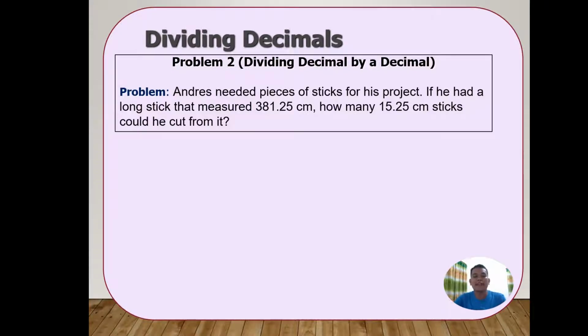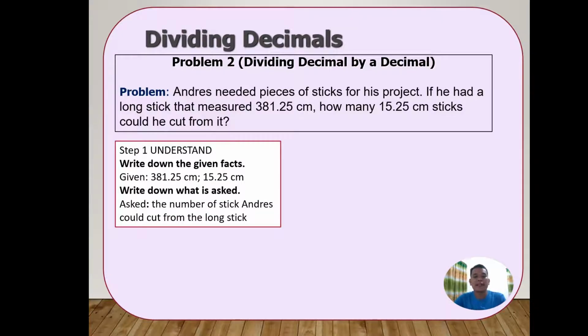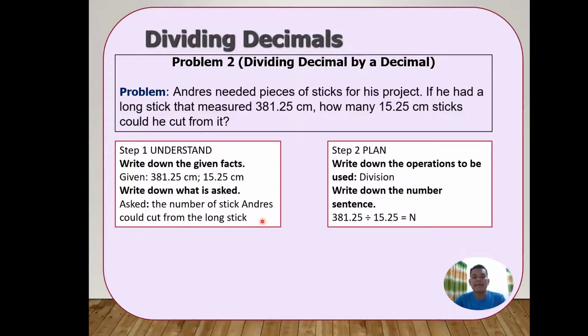So we'll use again the 4 steps in solving a problem by George Polya. Step 1, understand. The given are 381.25 centimeters and 15.25 centimeters. The problem also asks about the number of sticks Andres could cut from the long stick. Then our step 2, that is plan. What operation? Division. What is the number sentence then? It's 381.25 divided by 15.25 equals n.